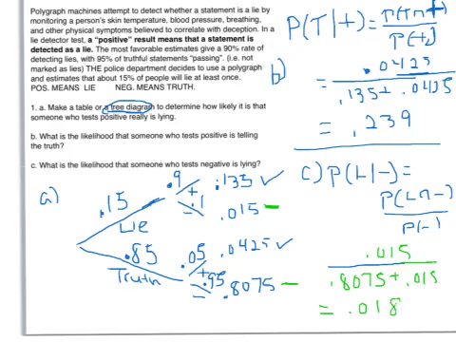So I hope that's helpful. Remember to try to figure out how your sample space is restricted, and then what portion in that restriction meets the condition for the other one.